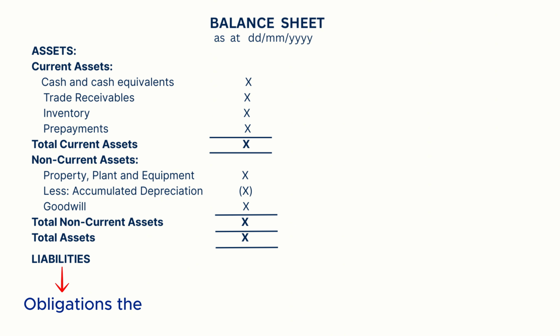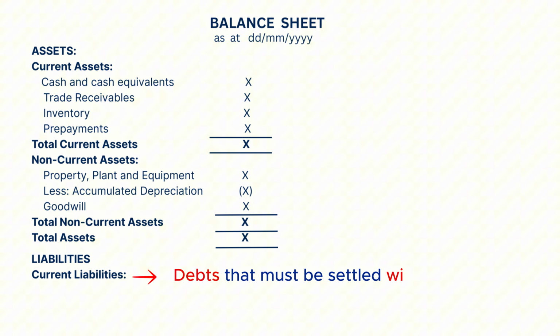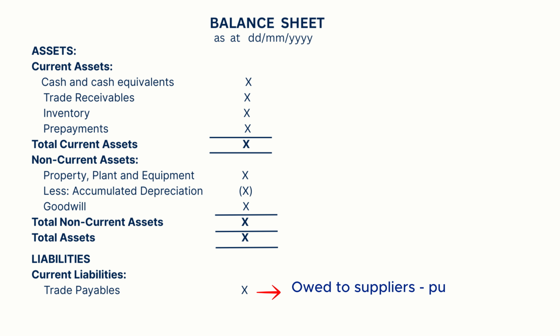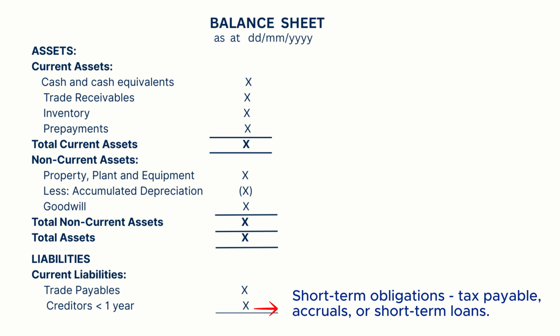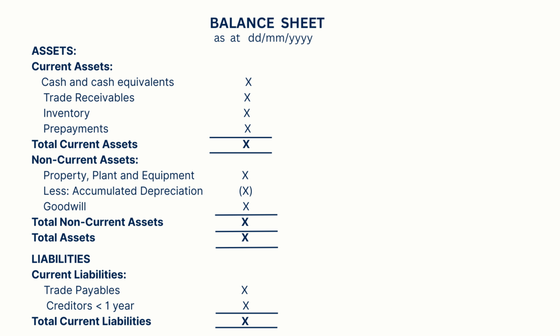Now let's move to liabilities. Liabilities are obligations the company owes to external parties. Current liabilities are debts that must be settled within 12 months. Trade payables are amounts owed to suppliers. They are purchases made on credit. Creditors under 1 year are short-term obligations such as tax payable, accruals, or short-term loans. Total current liabilities. When we add them together, we get total short-term obligations.